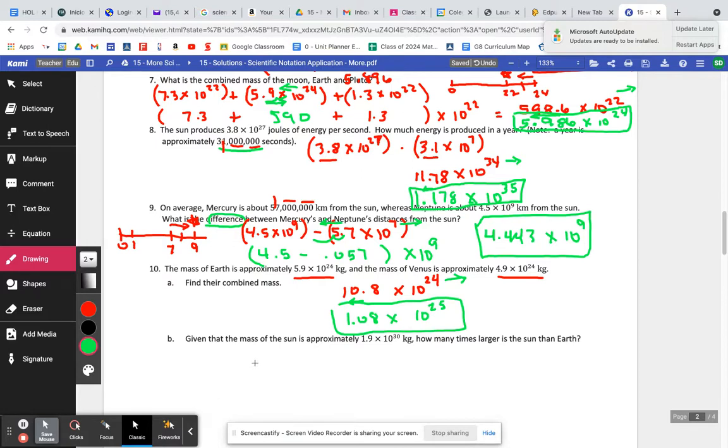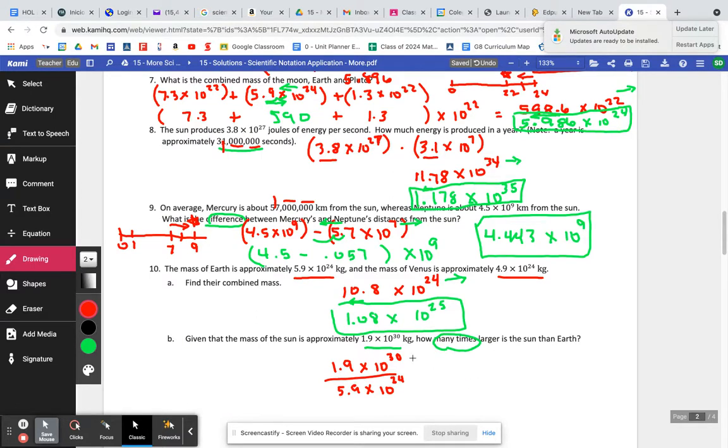Okay, given the mass of the sun is approximately this big number, how many times larger is the sun than the Earth? So that's a division. We want to know how many times bigger is the big one. We want to take the small one and divide it into that. So I'm going to take the 1.9 times 10 to the 30 for the sun. That's the large one. Divide it by the Earth, which is 5.9 times 10 to the 24. See, the sun has got 6 more zeros on it.